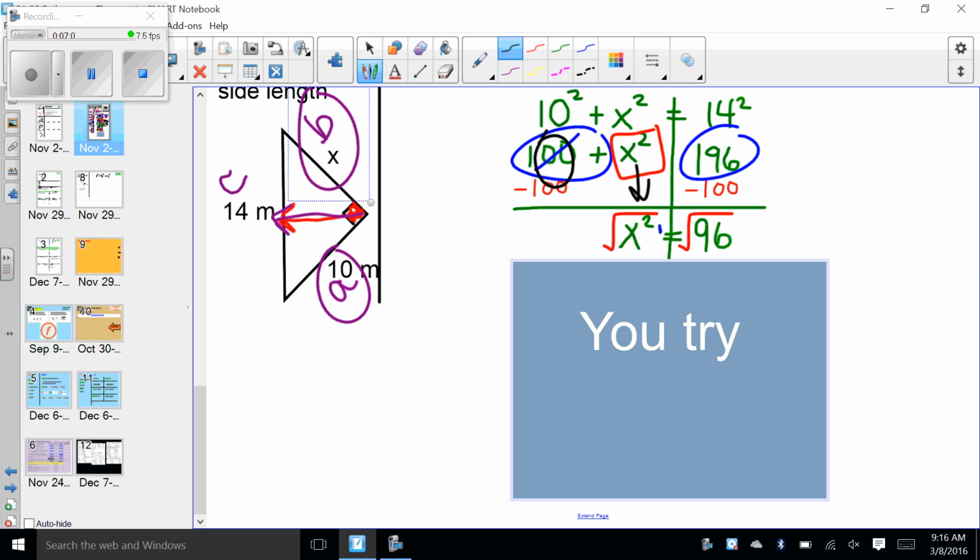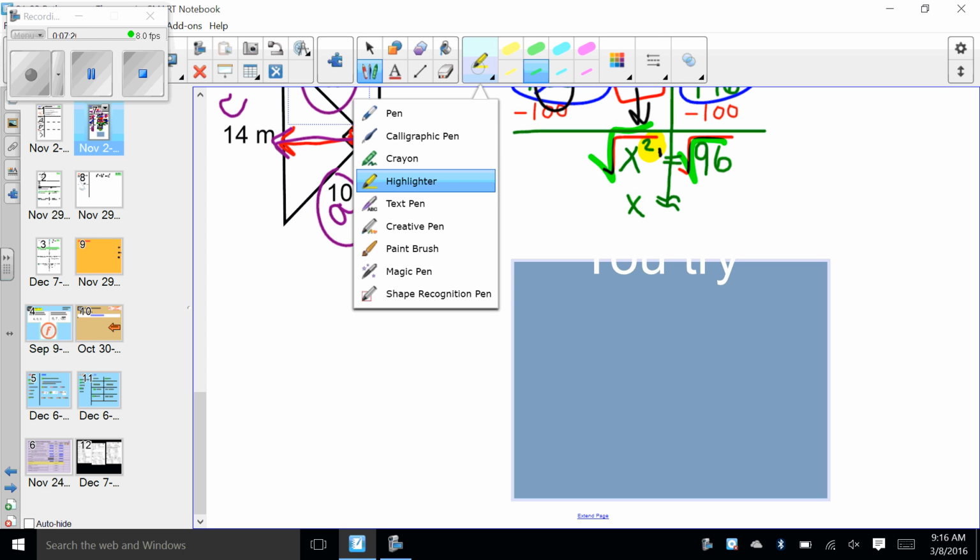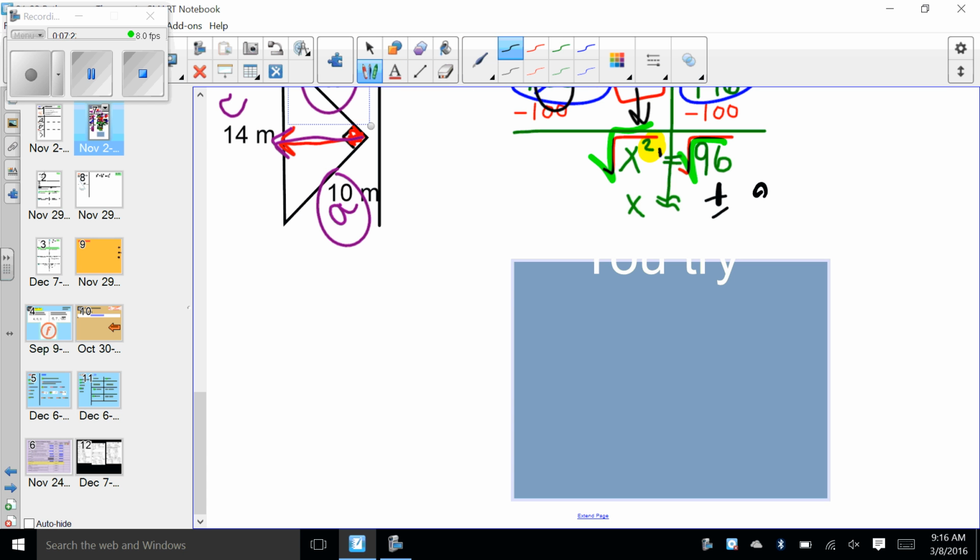To get rid of that little power of 2, if we go ahead and highlight that little power of 2, the way we get rid of it is we take the square root, copy, paste. They cancel then, and we're done with x approximately equal to. We take the square root, we get plus or minus 9.8. Plus or minus 9.8 is our answer.